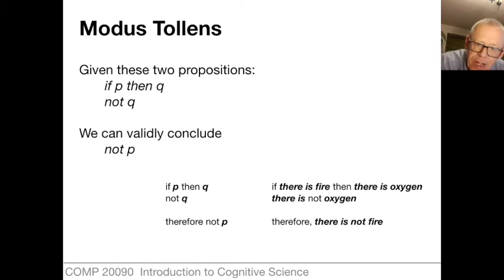So let's fill in the values of P and Q. Let's let P stand for there is fire, and Q stand for there is oxygen. So our first statement becomes, if there is fire, then there is oxygen. Not Q, the second assertive statement, says there is not oxygen. Now, if those two are true, then it is reasonable to conclude that there is not fire.